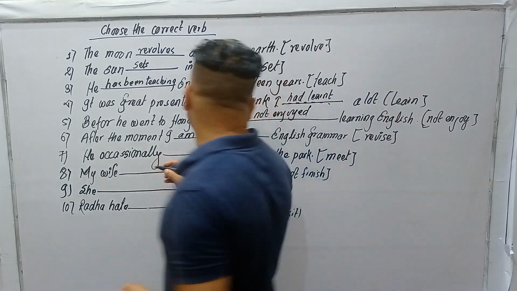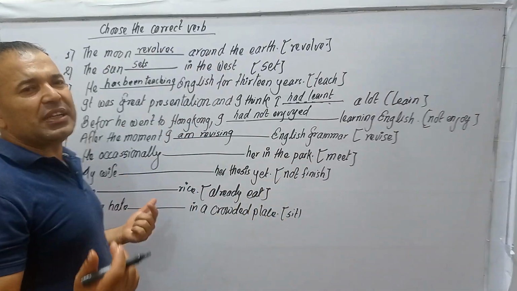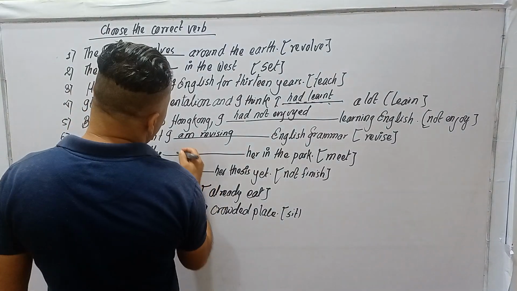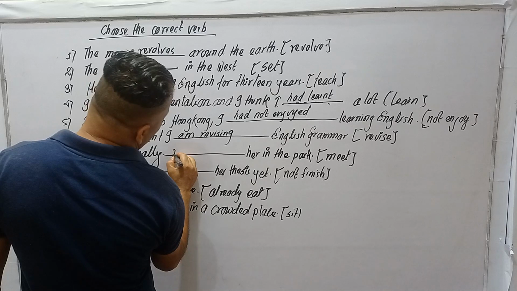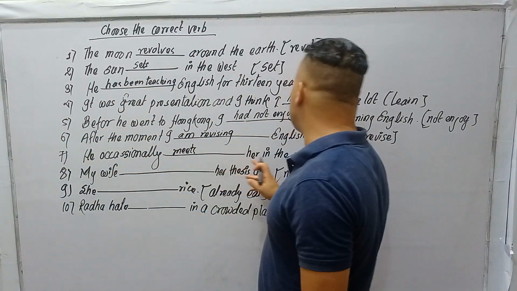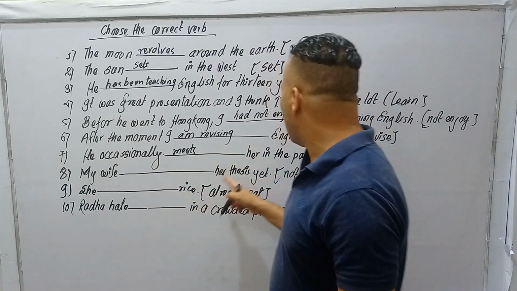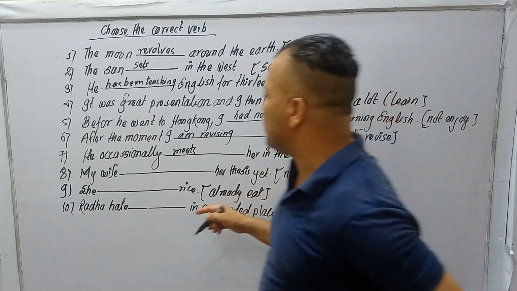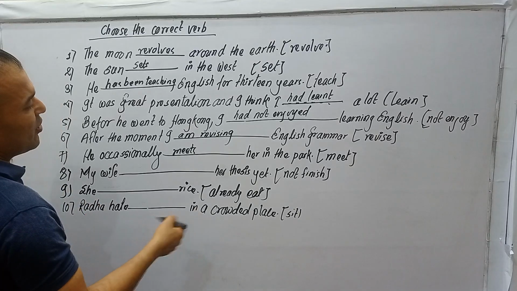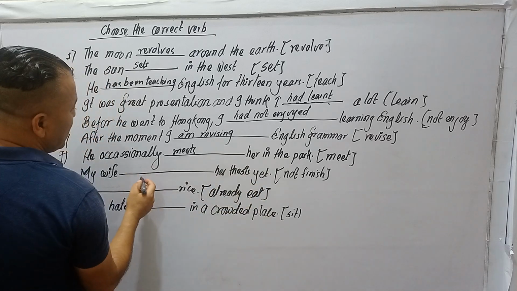He occasionally meets her in the park. Occasionally, frequently, these words are always used in simple present tense. That's why we have to use meets. He occasionally meets her in the park. Understand? My wife has not finished her thesis yet. Yet is always used with perfect tense.